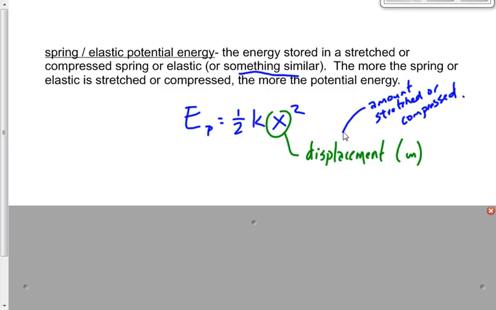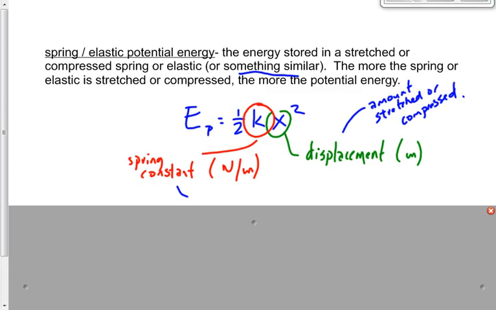Now that other term K, that's brand new for us. That's what we call the spring constant. The units for that are going to be newtons per meter. The spring constant is basically a measure of how stiff the spring or elastic is. If you take this elastic and stretch it, it's a pretty stiff elastic, right? Relatively stiff elastic. That would have a high spring constant or a high elastic constant.